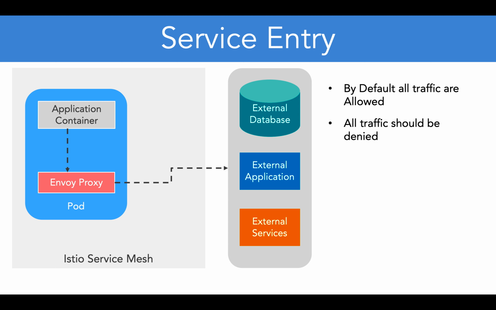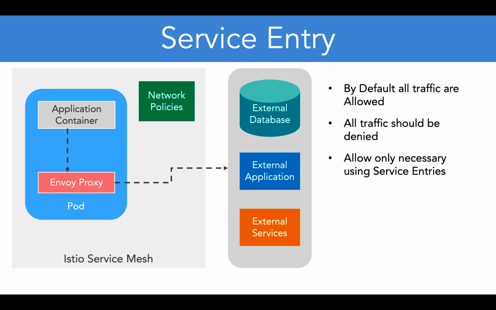Now, all traffic should be denied. As I said, that is the best practice. But then you should allow only necessary traffic using service entries. So this is where service entries are used. You create service entries, and then of course this is applied to the envoy proxy. Now in service entry you mention where you want to allow the traffic to, and this configuration is propagated to the envoy proxy, and then traffic outside of the application container is allowed or blocked as per the rule that we mentioned in the service entry.